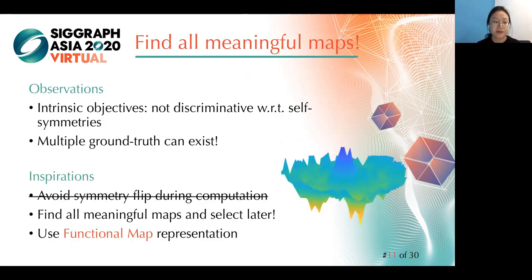In summary, we can observe that multiple ground truths can exist due to symmetry, and also the objective functions we commonly use, such as the geodesic distortion, cannot disambiguate the differences caused by the symmetries. Therefore, in our paper, instead of avoiding symmetry flip during map computation, we try to find all meaningful maps and select the desired one later. And our method uses a functional map representation, and the map is encoded in the Laplacian basis.